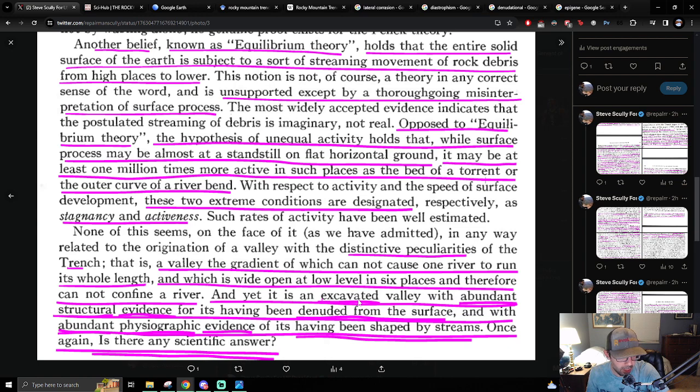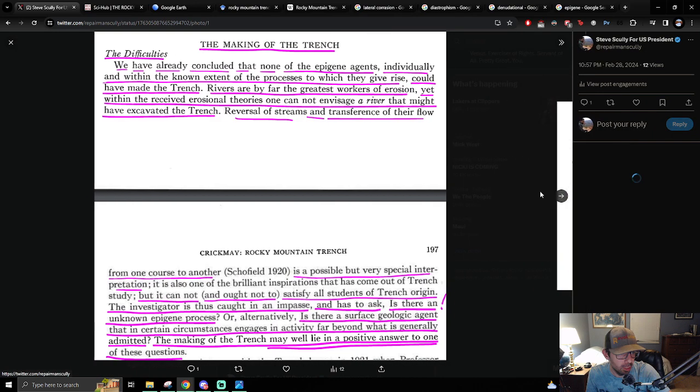And yet it is an excavated valley with abundant structural evidence for its having been denuded from the surface, eroded, and with abundant physiographic evidence of its having been shaped by streams. Once again, is there any scientific answer?